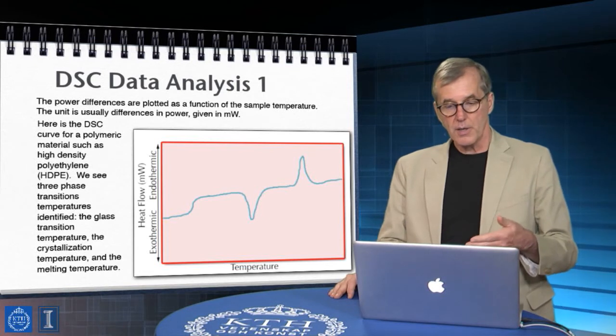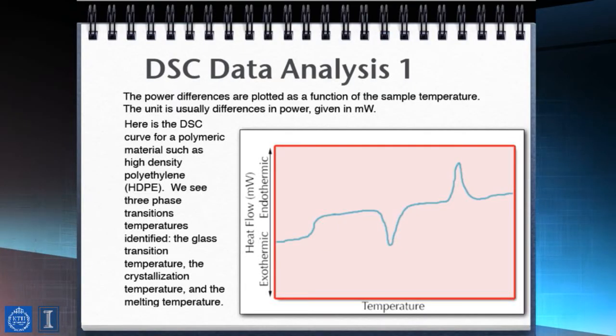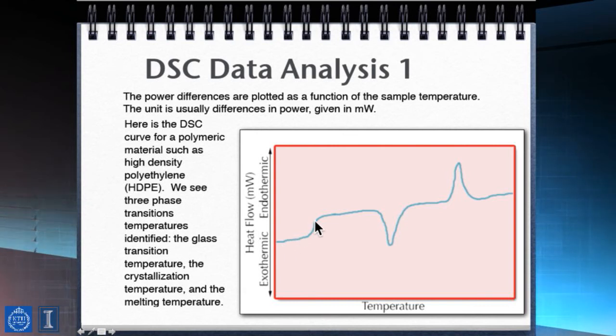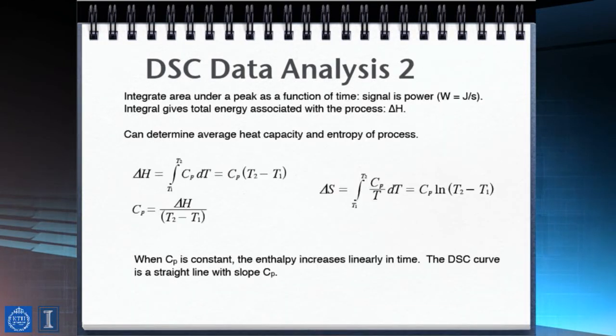This is for a case of a high density sample of polyethylene, and by the convention laid out here, we see a number of transitions, right? Obviously some corresponding to glass, crystallization, and melt transitions, right? And melting point transitions, phase changes. Right, and so you can integrate the area on the curve as a function of time, and the signal is power, right? Watts, or joules per second, right? And you can determine the average heat capacity and entropy of the process, right? And so basically you have essentially all the information, all the thermodynamics, right?